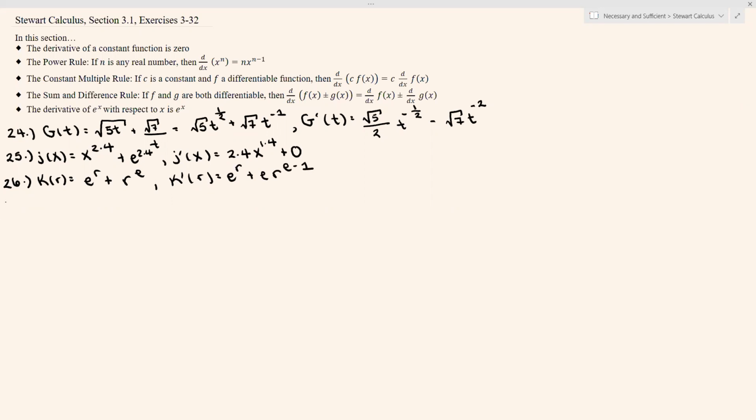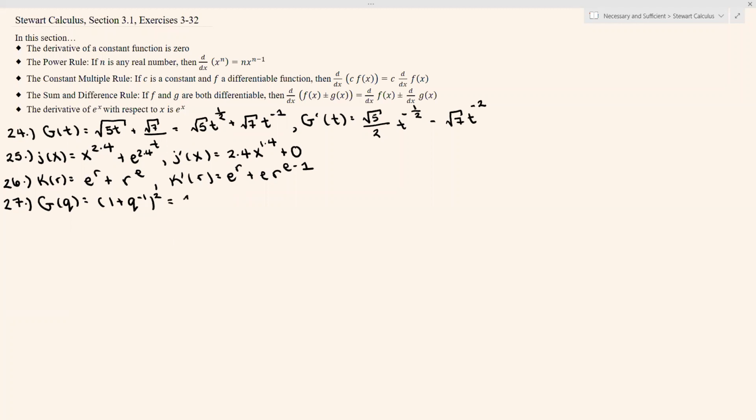Let's try problem 27. We have g of q is equal to 1 plus q to the power of -1, squared. Again, if we were using chain rule, this would be maybe slightly easier. Well, let's expand this out since we're using the rules above.